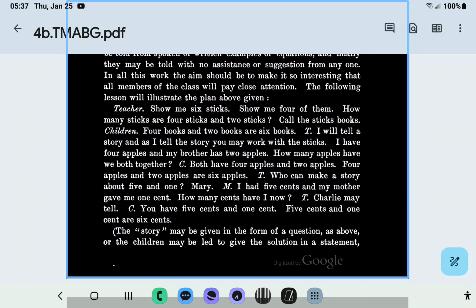I have 4 apples and my brother has 2 apples. How many apples have we both together? See, both have 4 apples and 2 apples. 4 apples and 2 apples are 6 apples.